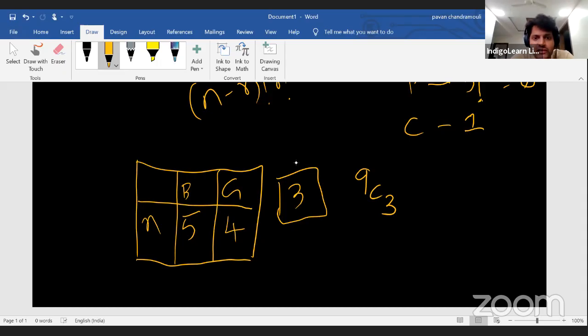So the answer is 9C3. Agreed. Now if I have to select all 3 boys only, then girls being part of your pool doesn't necessarily matter. So the answer now will become 5C3. Now if I have to select only girls, all 3, then one way I can do it is 4C3.